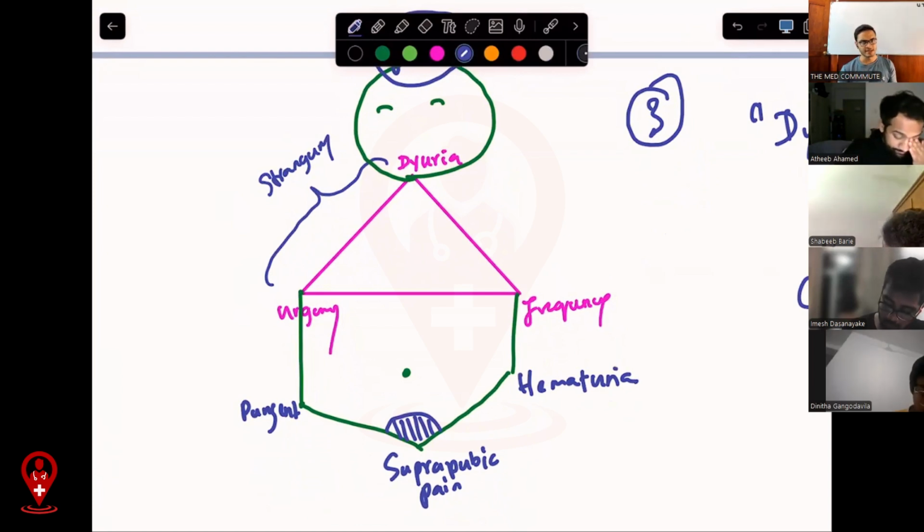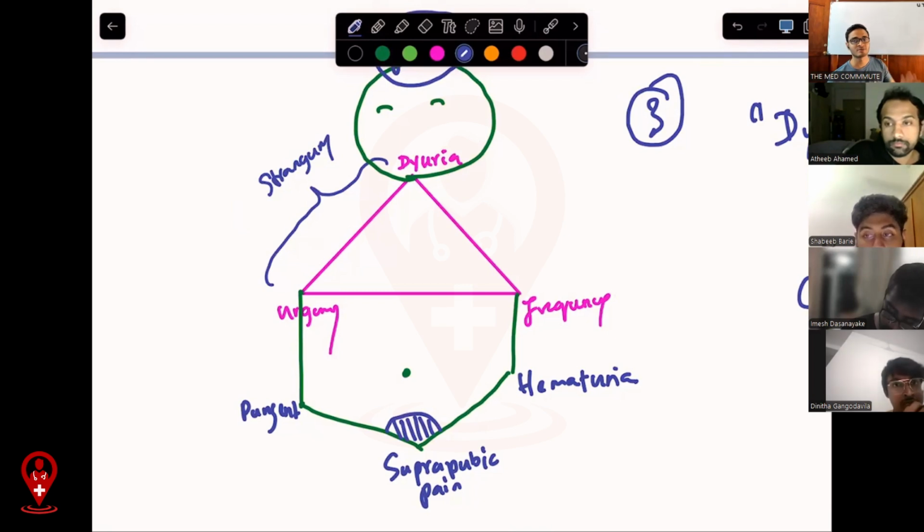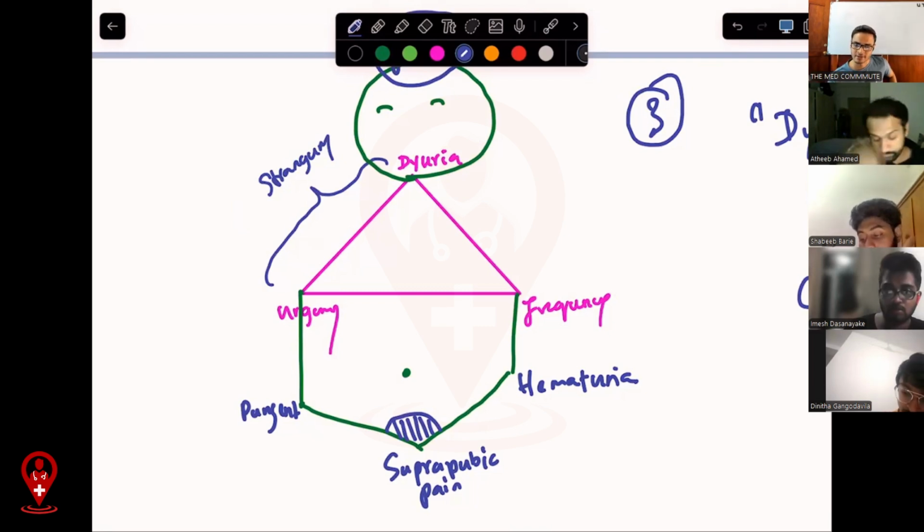This is in severe cases, guys. Hematuria: not all patients with UTI will get hematuria, right? Especially, what part of the bladder should be involved for us to get hematuria? What do you all think? Remember, guys, we talked about a smooth area in the bladder called the trigone. If the trigone is affected, there can be hematuria as a presentation.